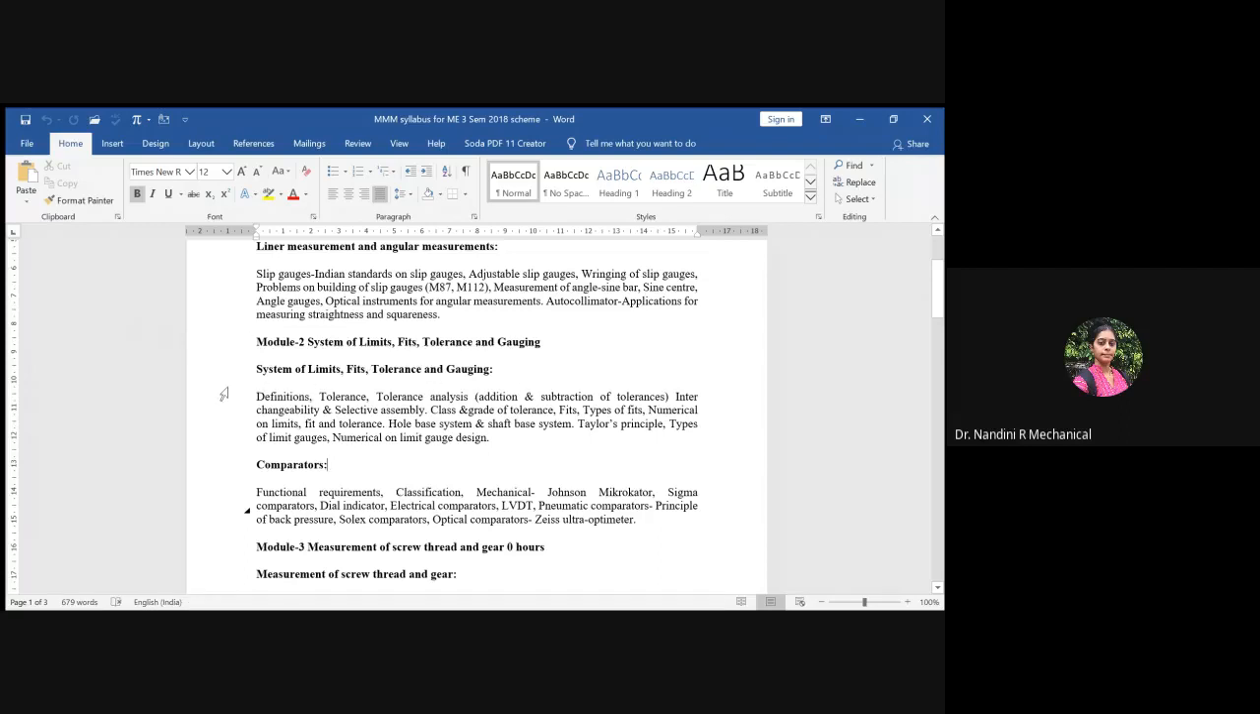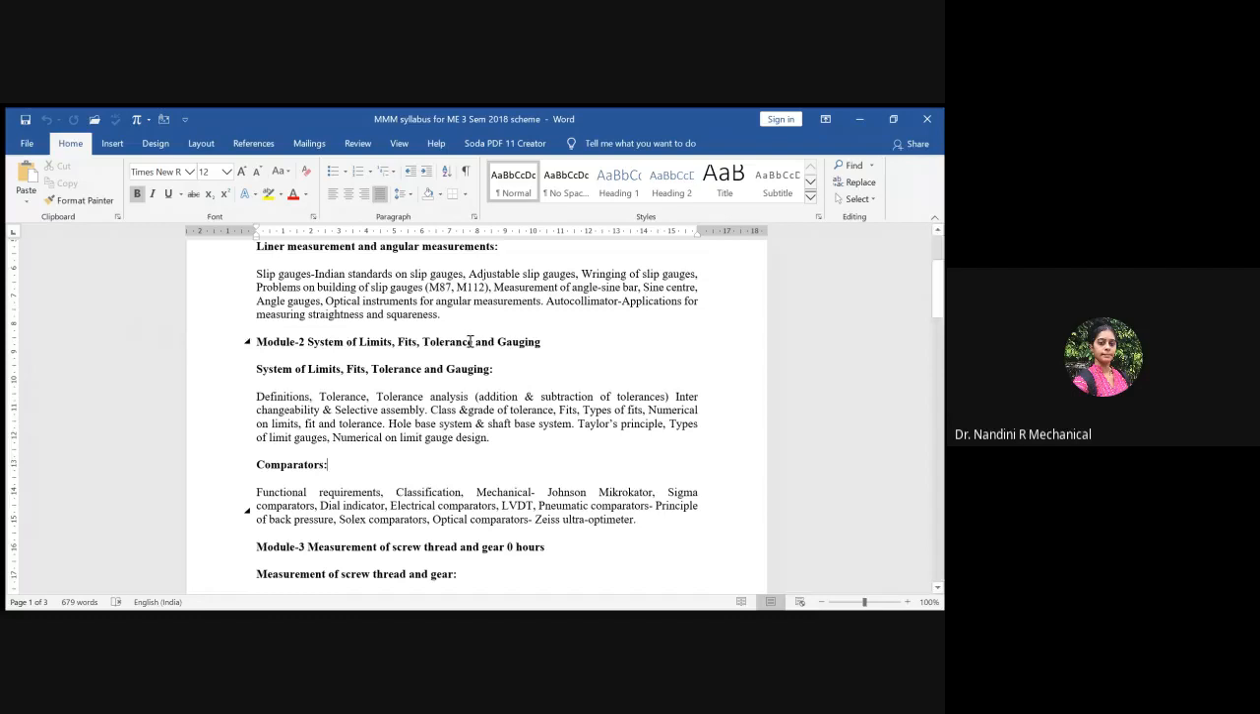So we keenly dealt with all the definitions and terminologies related to tolerance, tolerance analysis, right? How we add and subtract the tolerance. What do you mean by interchangeability? And even in the question, they are frequently asking about interchangeability. So you should be thoroughly knowing about it.